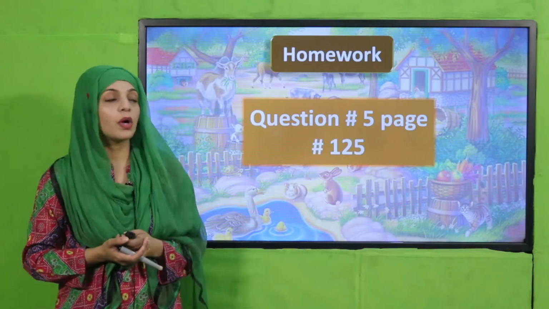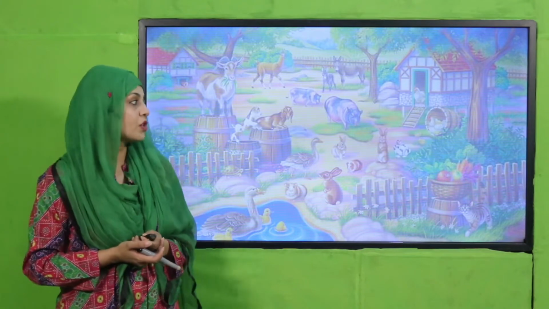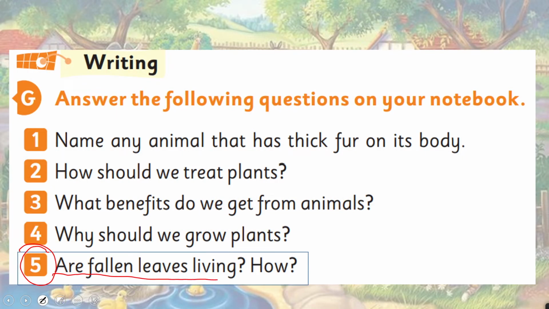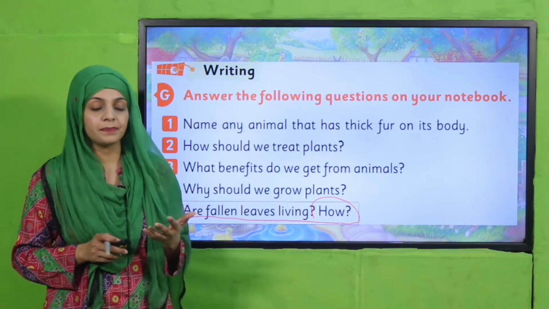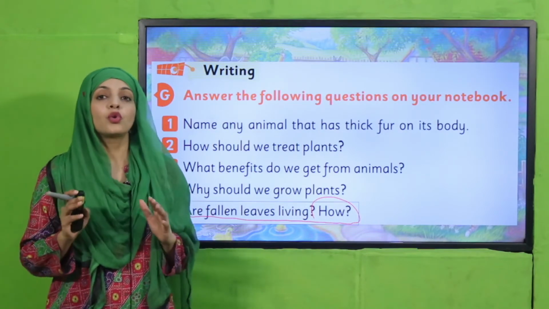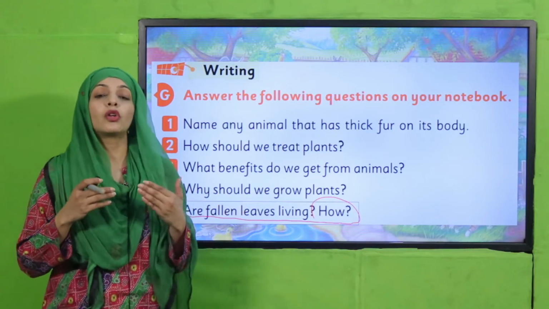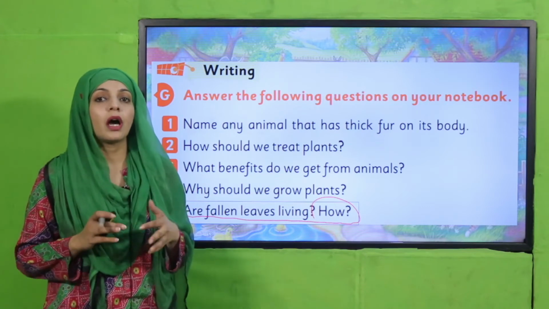So now what you will do is question number 5 given on page number 125. आपने question number 5 जो है ये अपनी notebooks में करना है. This question: are fallen leaves living? How? जो leaves ground पे गिर जाते हैं क्या वो living है? अगर है तो कैसे या नहीं है? So जो leaves ground पे गिर जाते हैं then they are not living because now they will not grow, they will not move, they will not need food. So now they are non-living.